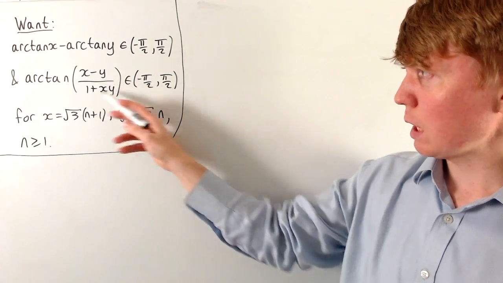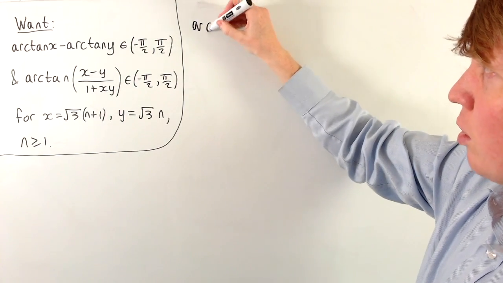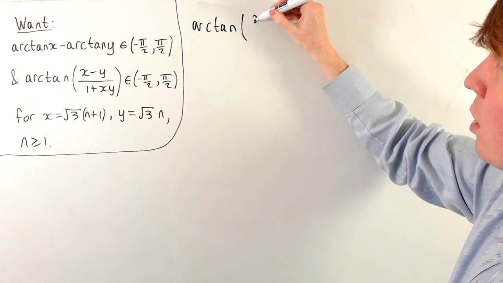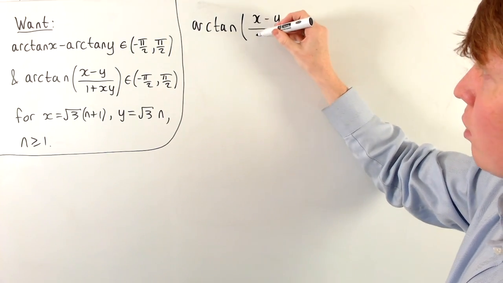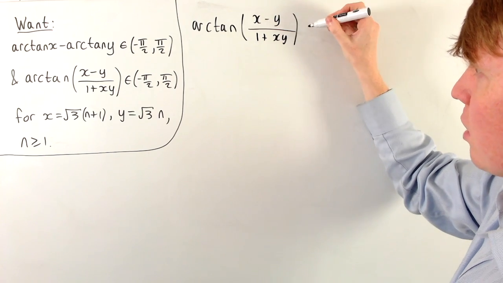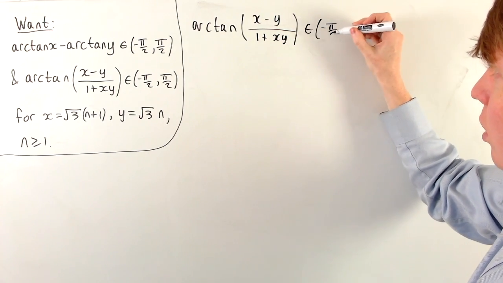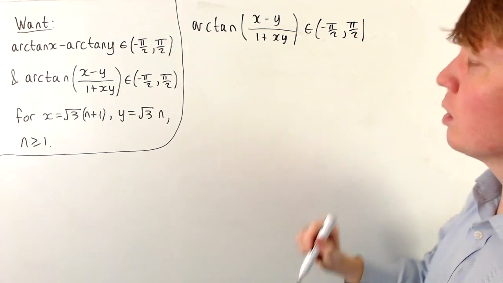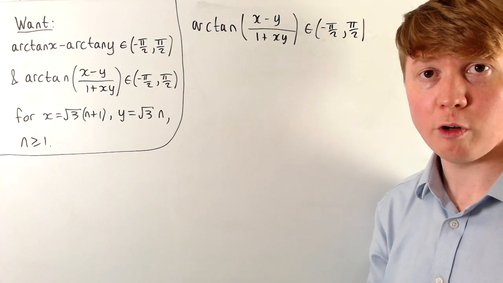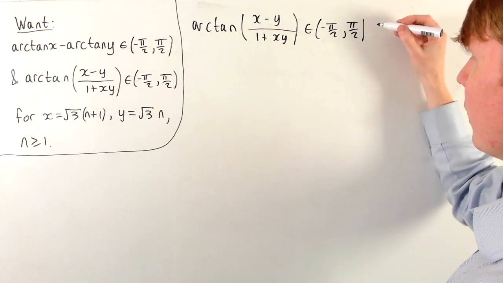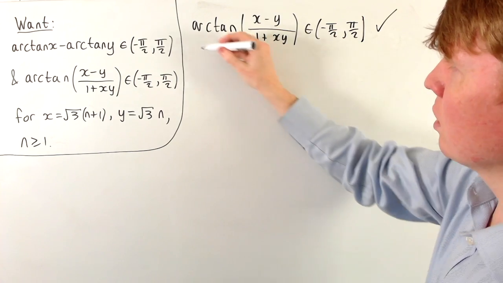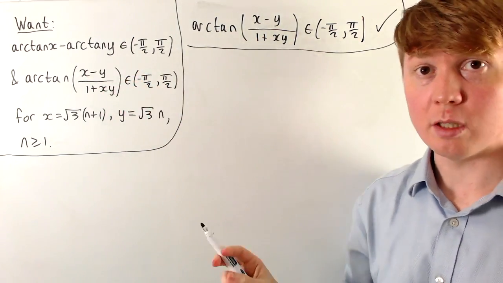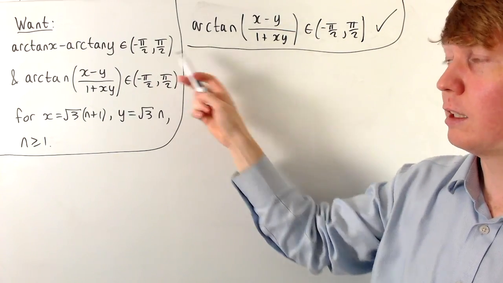So if we actually go with the second one to begin with, arctan of anything is going to be between minus pi over 2 and pi over 2. So certainly arctan of (x minus y) over (1 plus xy) is in this range. This is just because our arctan function only takes values in this interval between minus pi over 2 and positive pi over 2. So this is true for any real numbers x and y. So we don't need to worry about this case. However, for arctan of x minus arctan of y, it is possible for certain values of x and y that this doesn't lie in this interval.